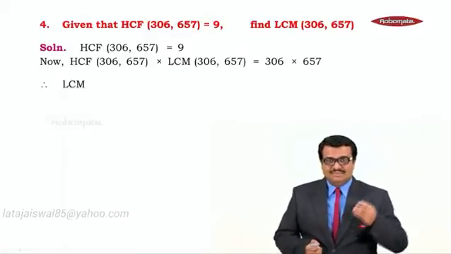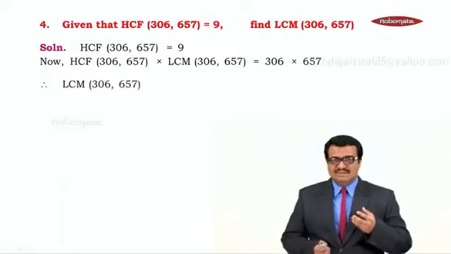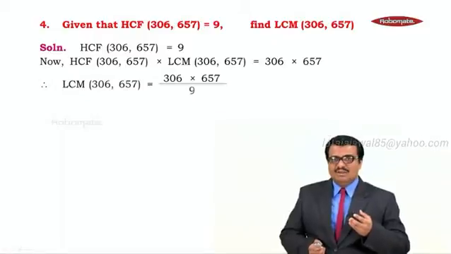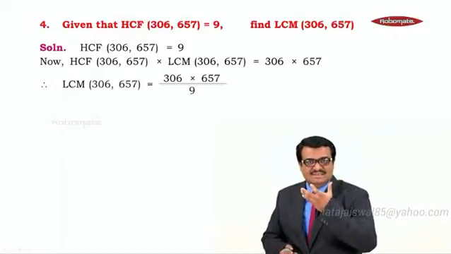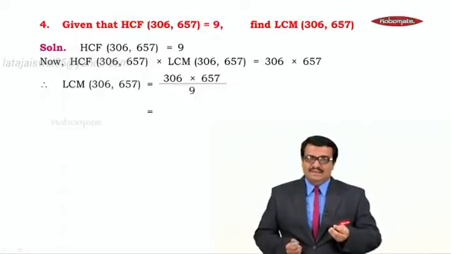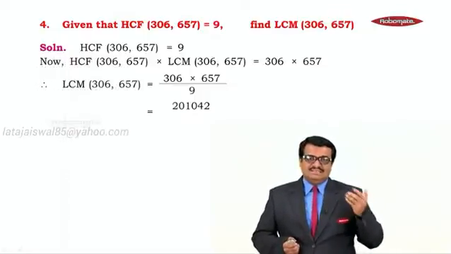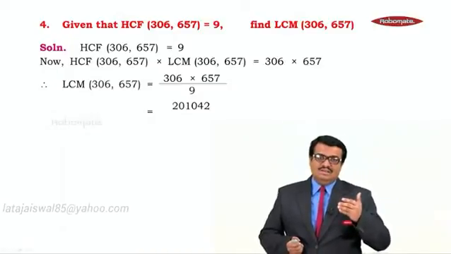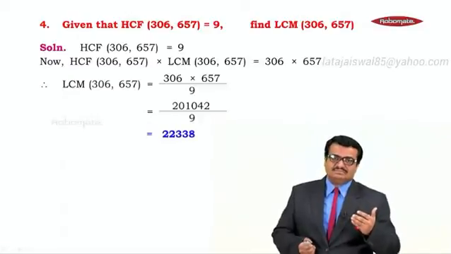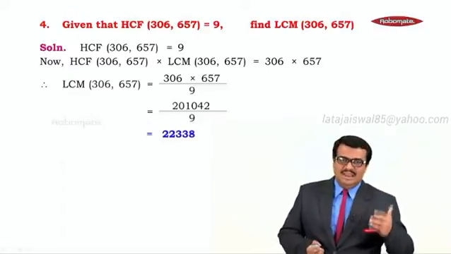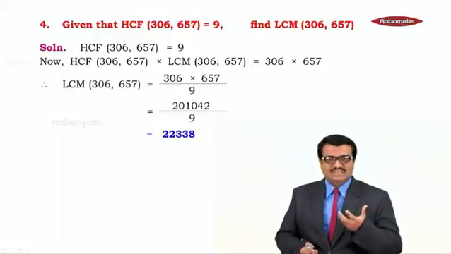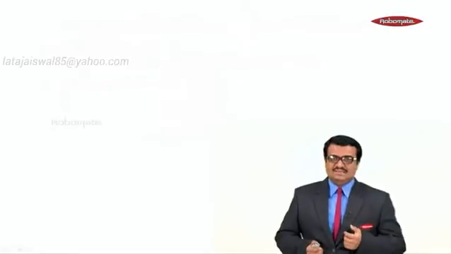So what we get, LCM of 306 and 657 is equal to 306 into 657 upon HCF of 306 and 657, which happens to be 9. So directly we substitute the value of that, that is 9. If you multiply 306 and 657, you will get 201,042 upon 9. And if you divide this, you will get 22338. Okay, so this is the LCM of those two numbers. And the question is find the LCM, so that is the final answer.